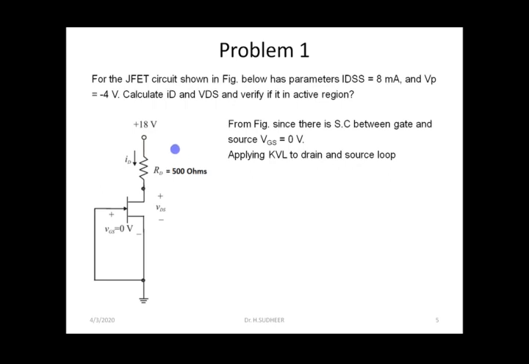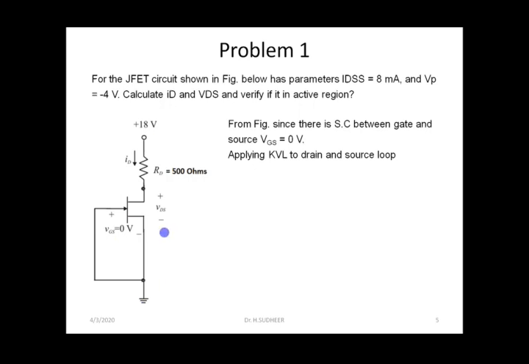So first we are going to write the first equation applying KVL to the right hand side loop, as we have done for a BJT. How can we write the equation? You can write it in either way: minus 18 plus IDRD plus VDS is equal to 0, or 18 volts is equal to IDRD plus VDS. Since the gate and source are short circuited, VGS is equal to 0.